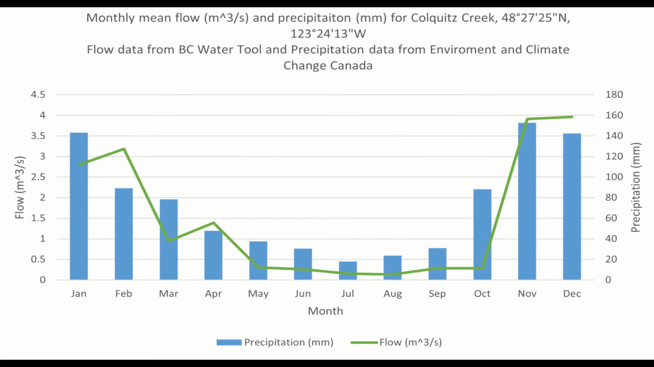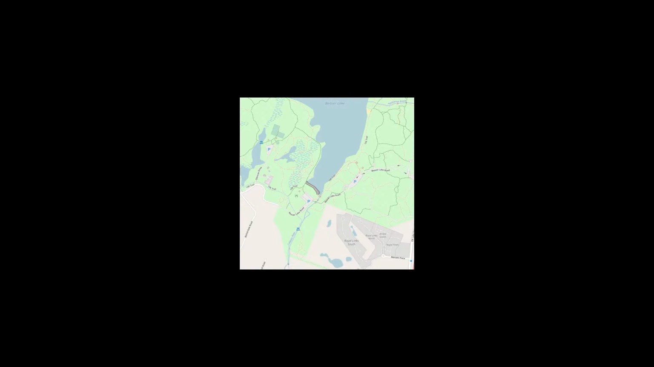The shape of the discharge metric on our hydrograph for Colquitz Creek shares similarities with the shape of the precipitation metric on our climograph. Discharge is high in winter months and comparatively low in the summer. Peak flow in meters cubed per second in winter is 3 to 4, while peak flow in summer sits around 0.1 to 0.3. The topography of Colquitz River is relatively flat and is located in a fairly urbanized area.